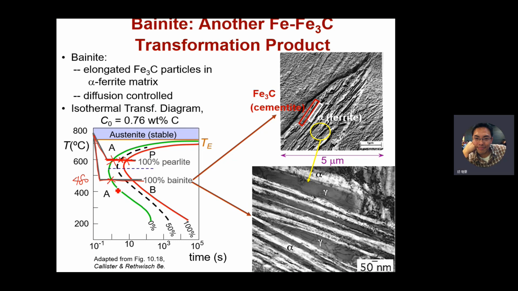This point is the beginning of the eutectoid reaction, this point is 50% bainite, and at this point the microstructure is completely 100% bainite. There's a boundary temperature between the pearlite and the bainite structure. Pearlite versus bainite structure depends on delta T.